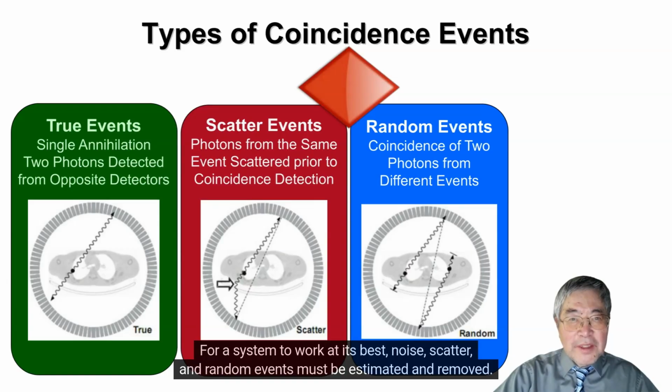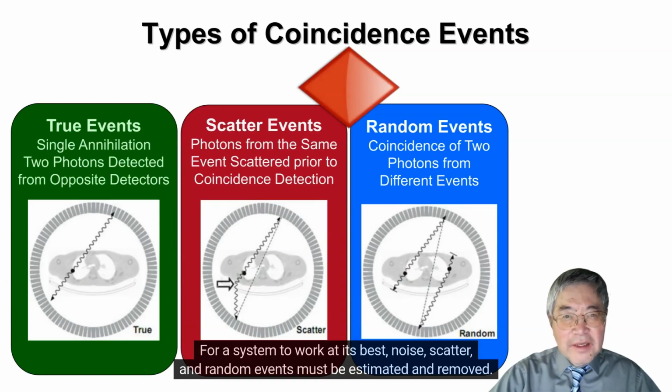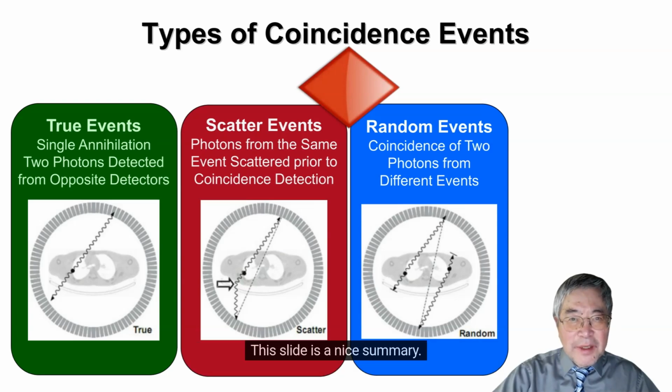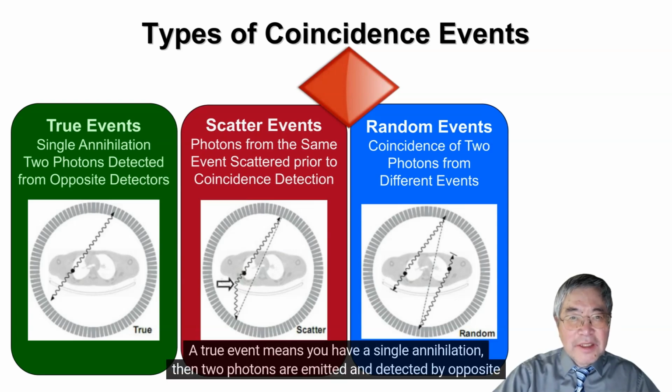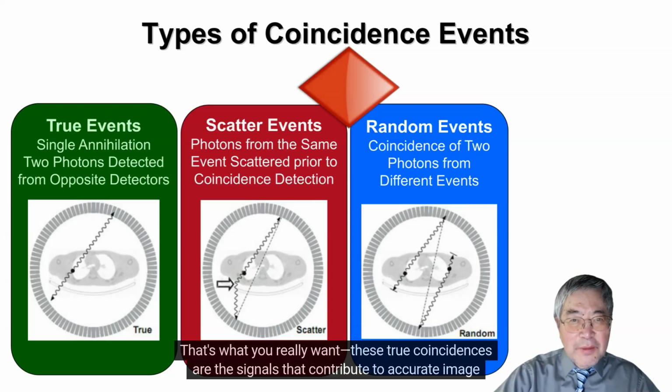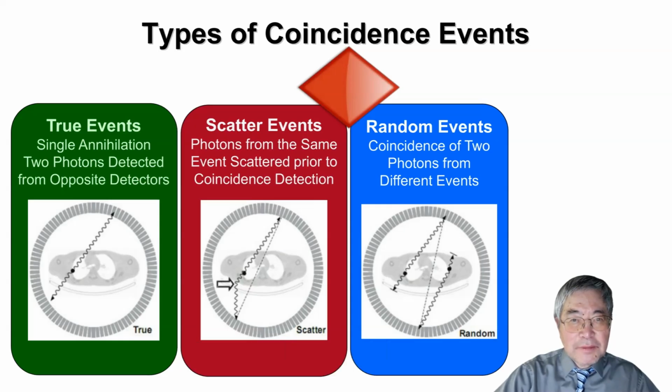For a system to work at its best, noise, scatter, and random events must be estimated and removed. This slide is a nice summary. A true event means you have a single annihilation, then two photons are emitted and detected by opposite detectors and captured by the circuit. That's what you really want. These true coincidences are the signals that contribute to accurate image reconstruction.